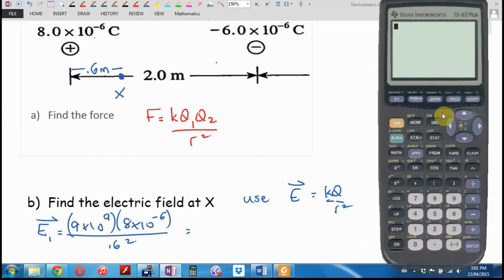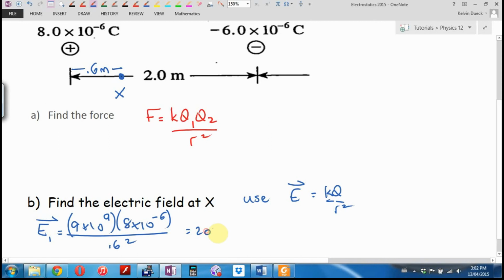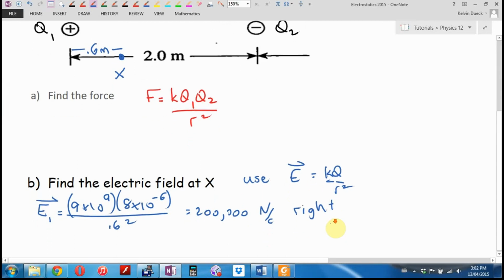Is that right? 200,000? Wow, those are nice numbers. Newtons per coulomb. Direction. Again, how do I figure out the direction? It's cover up this charge, ignore it. Which way would a positive want to move at location X if it could because of charge 1? By the way, let's call this Q1. Let's call this Q2. Because like repel.